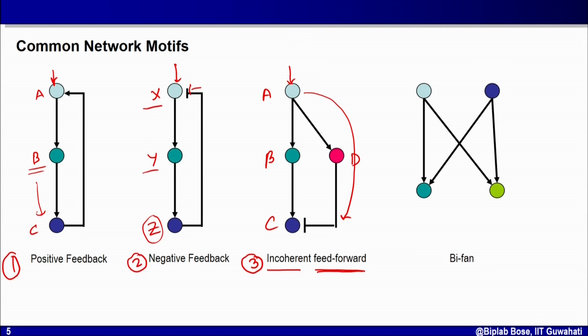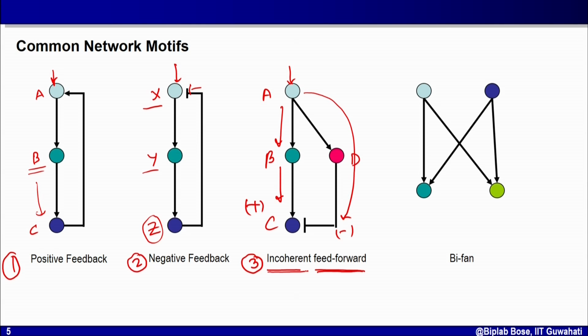For example, in the graphic shown here in the motif, A is activating B, suppose, and B is activating C. I have a bifurcation here of the path. A is also activating D, but D is inhibiting C. So this path from A to C is a positive path. A through B telling C that you get activated. Whereas A to D and then eventually C, this path is a negative path. It is telling that no, don't get activated. So C is controlled by two paths originating from A. One is telling it to get activated, the other one is telling it to get deactivated. So it is incoherent. That's why it is called incoherent feed forward.